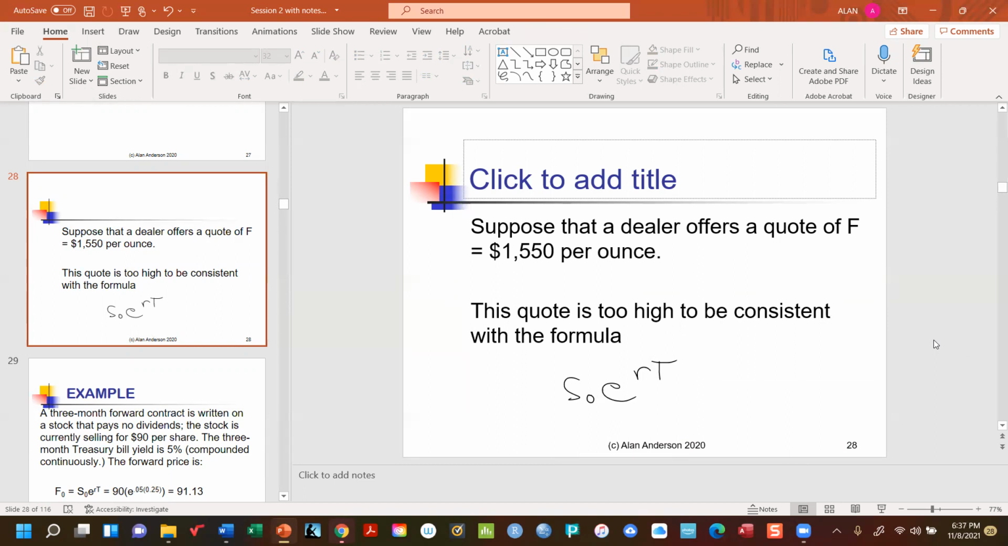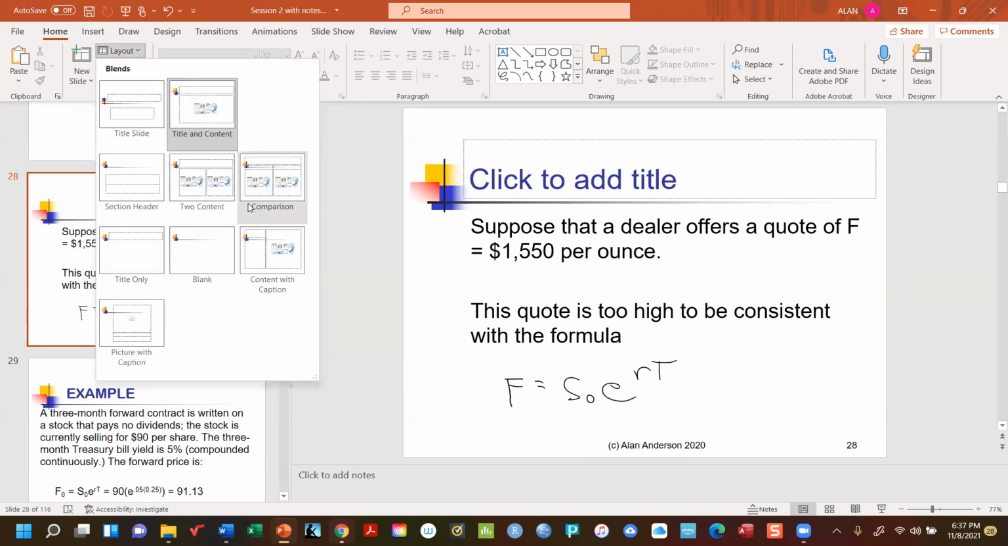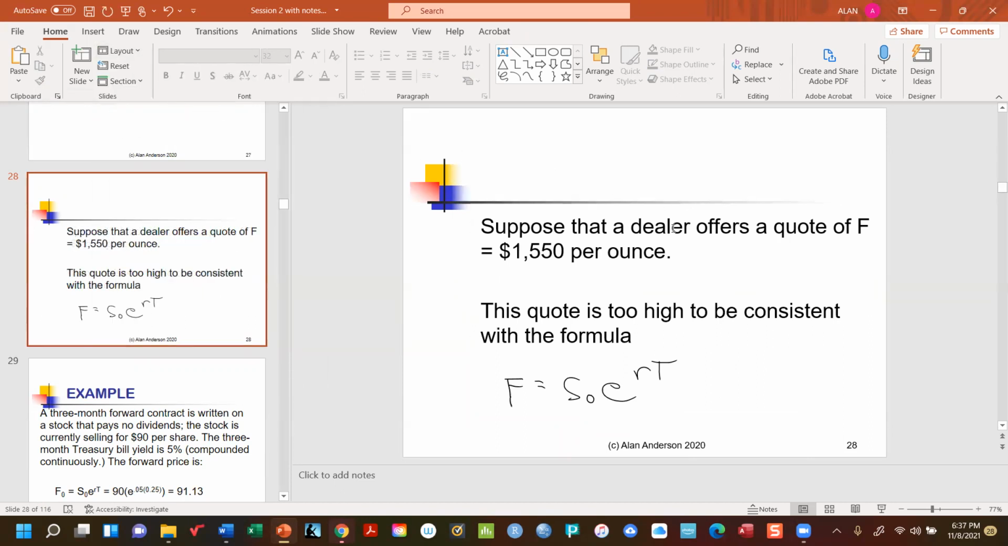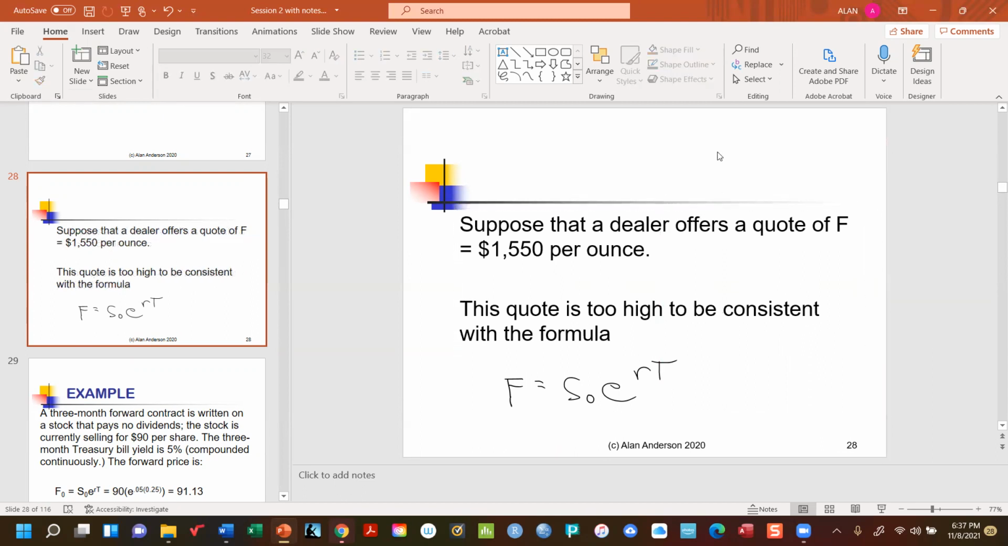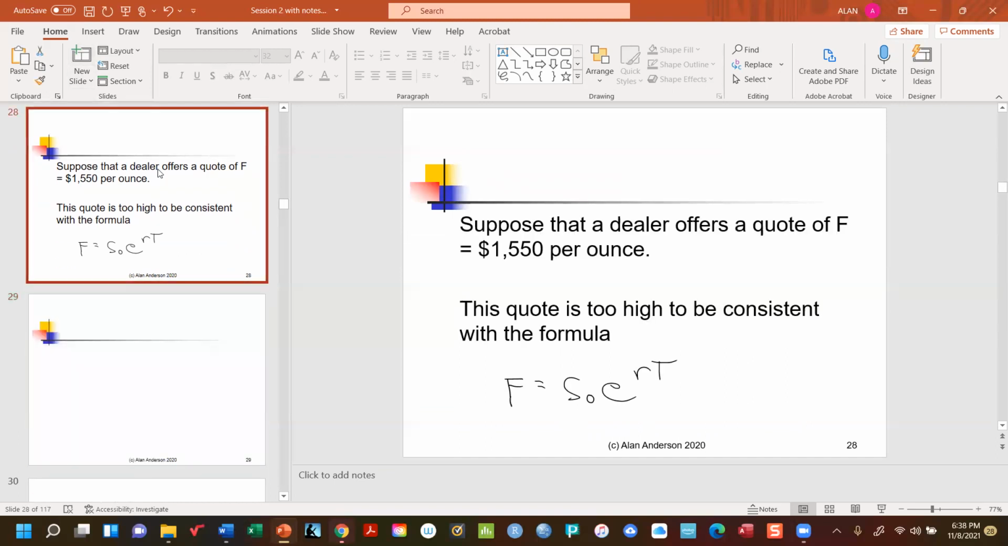So imagine you are a dealer, a gold dealer. You buy and sell gold on a regular basis, and you want to enter into a contract with, let's say, an investment bank. And to your great surprise, they say, well, listen, we'll enter into a forward contract with you where the gold price is $1,550 an ounce. So here's what you would do. And this is, by the way, for 6 months.